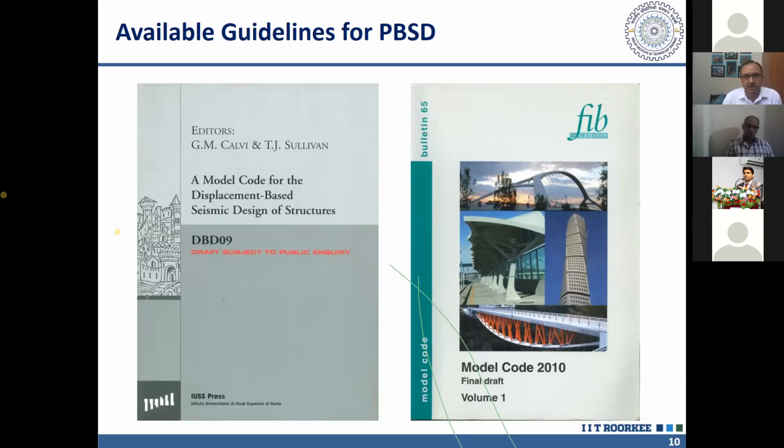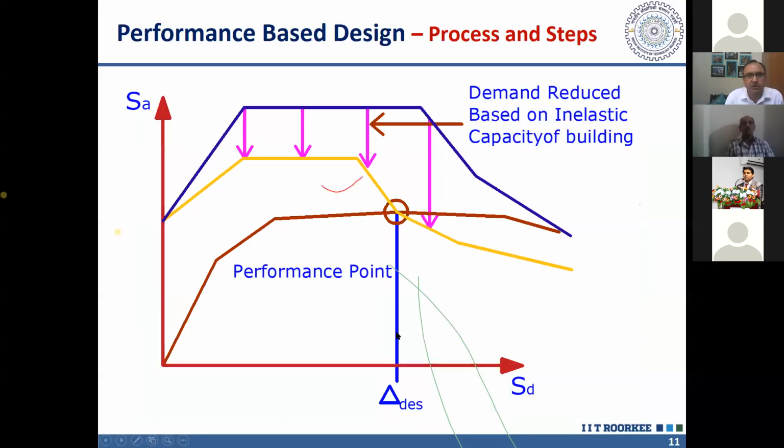That's why another model code has been developed in Europe, and this is the front page of that code. And this is the Federation for Tall Buildings, which has also developed a model code in 2010. So these are the three documents which are available, and you will find that the most elaborate is this ASCE 41. So most of the things which I am presenting are available in ASCE 41.